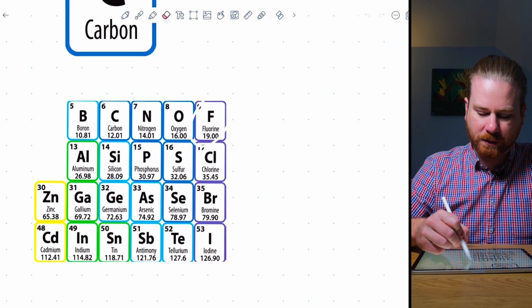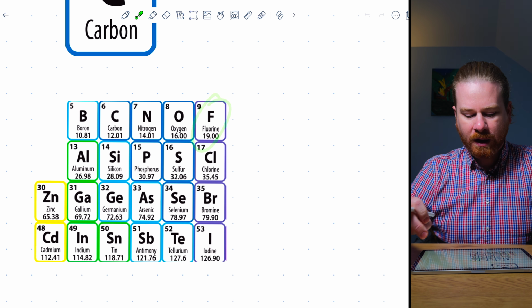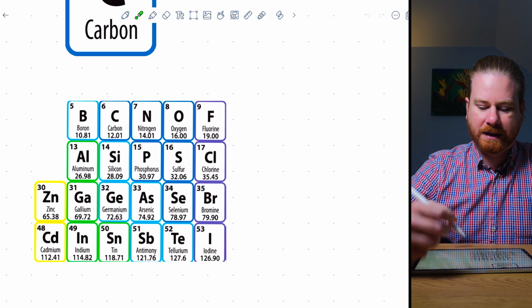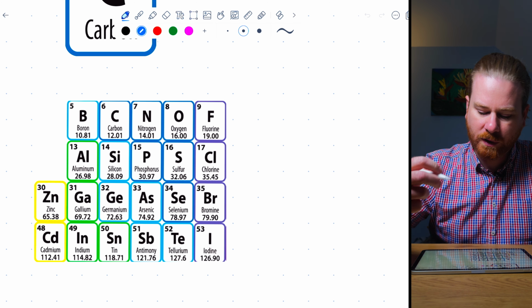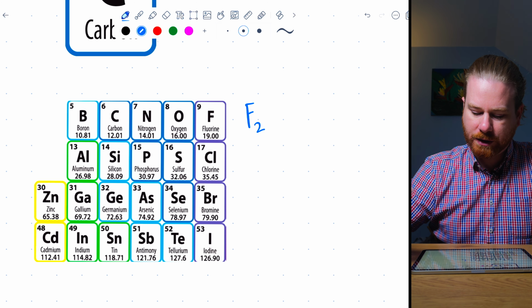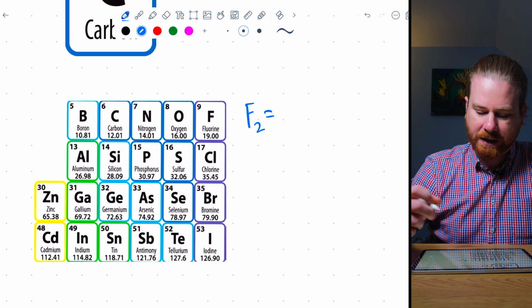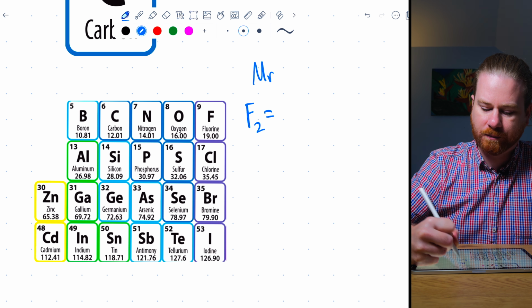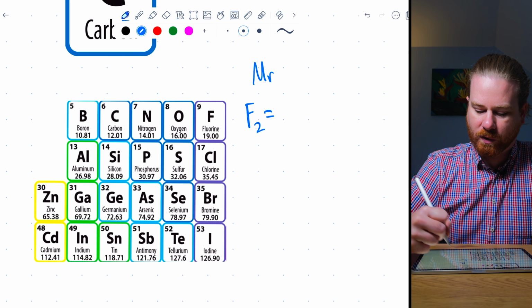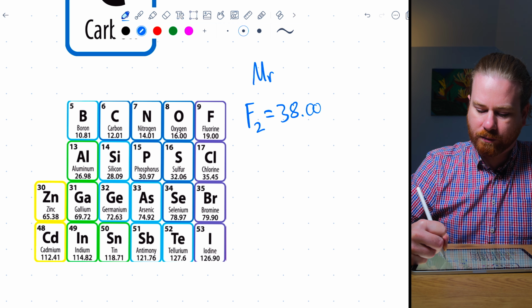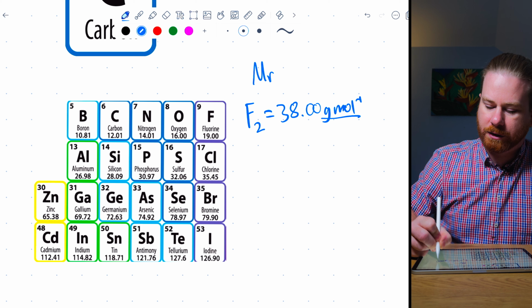We've already spoken about fluorine, but let's do fluorine as a molecule. All of the halogens exist as diatomics, so that means fluorine is in fact F2. Fluorine in its diatomic state has a molecular mass, quoted as Mr, of 38.00 grams per mole. So this is our unit here, g/mol.